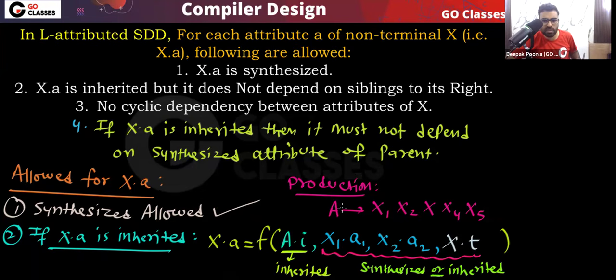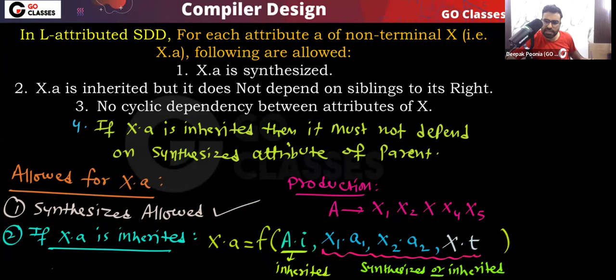You cannot depend on a synthesized attribute of the parent. Is this clear? If you are depending on any attribute of the parent, it must be an inherited attribute. But remember, you can depend on any attribute of left siblings. You can depend on any attribute of yourself. Is this clear? Let me know.